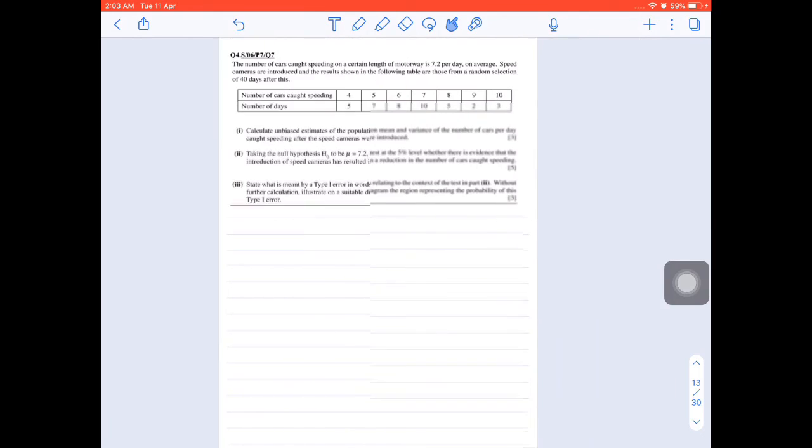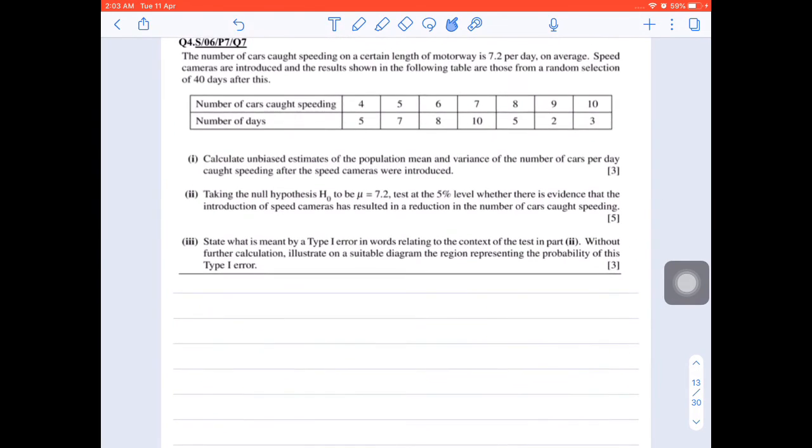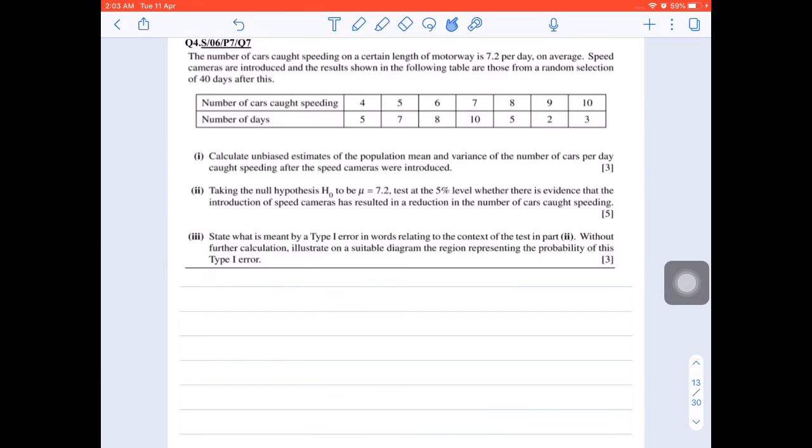Now the next question, the last question. The number of cars caught speeding on a certain length of motorway is 7.2 per day on average. Speed cameras are introduced and the results shown in the following table are those from a random selection of 40 days after this. Calculate the unbiased estimates of the population mean and variance of the number of cars per day caught speeding after the speed cameras were introduced.